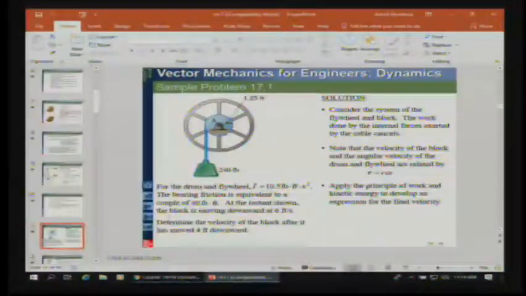So here we have a drum with a flywheel, and we're given the centroidal moment of inertia. We have bearing friction that is equivalent to a couple of 60 foot-pounds, and at the instant shown, the block is moving downward. So we have a velocity, we have a radius, we have a moment of a couple, and we're given the centroidal mass moment of inertia for the drum and the flywheel. So they ask us to determine the velocity after it's moved 4 feet downward.